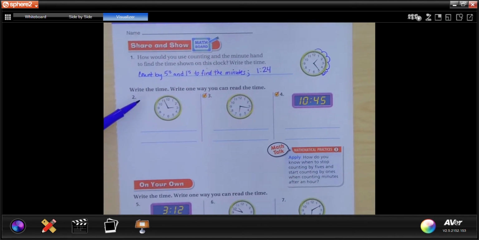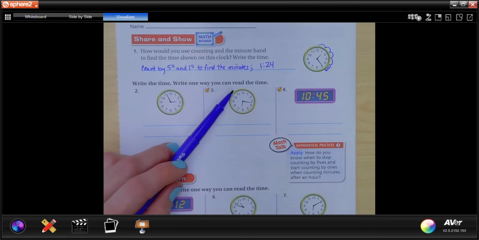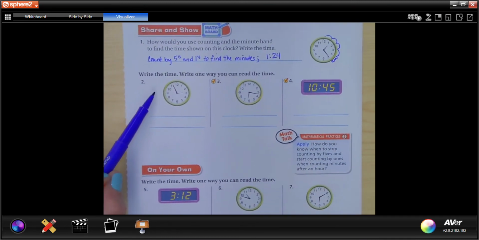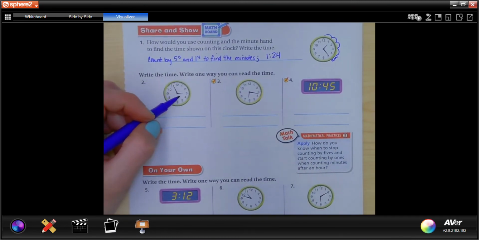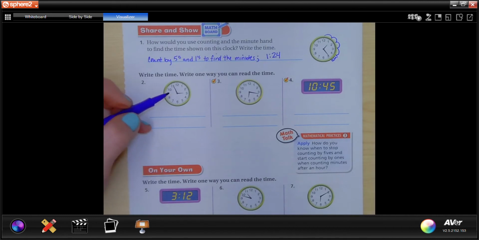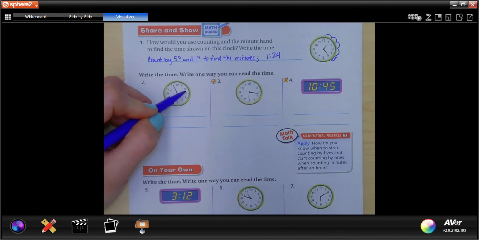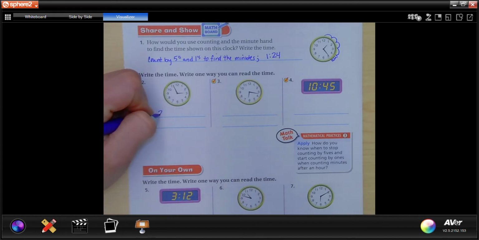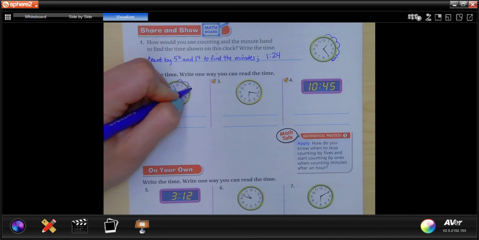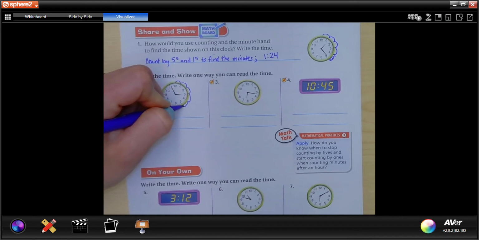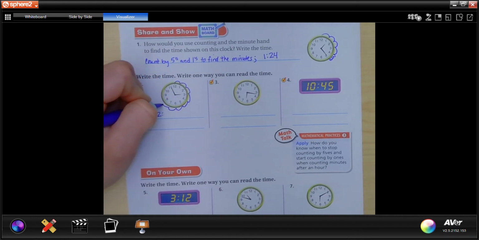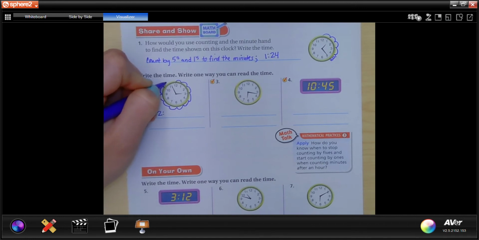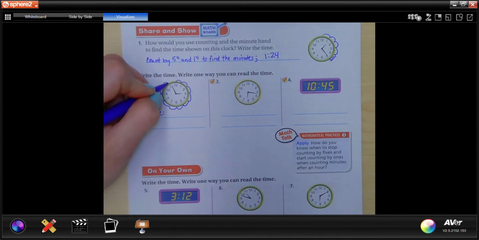Write the time. Write one way you can read the time. Number 2. Well, let's see. It is between 2 and 3. It's almost 3, but it's between 2 and 3. So it's 2. Let's count by fives. 5, 10, 15, 20, 25, 30, 35, 40, 45, 50, 55, 56. 2:56.